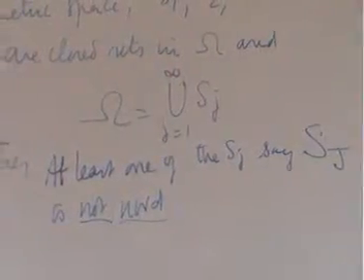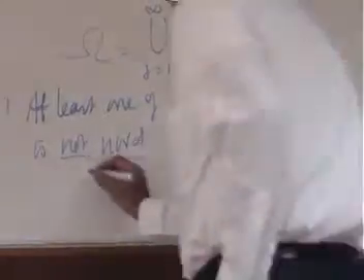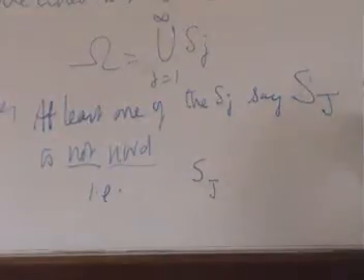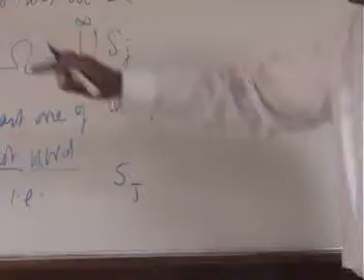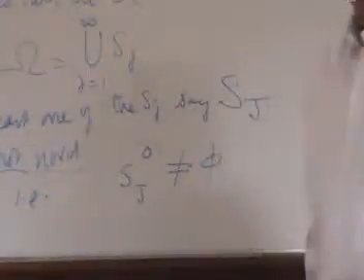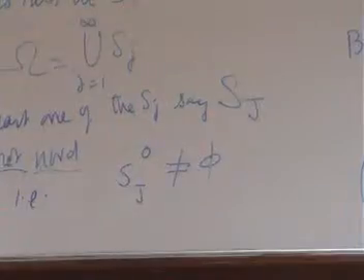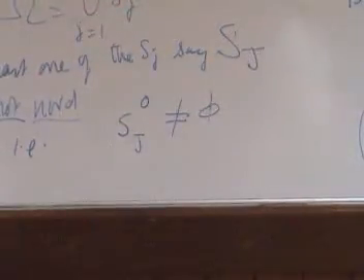Now what is meant by nowhere dense? The interior of the closure is empty. Now I will use that. Nowhere dense means the interior of the closure is empty. Not nowhere dense means the interior of the closure is not empty. That is for Sj, what is the closure? Itself, because they are all closed sets. So the interior of Sj is not empty. So you can interpret Baire's theorem in this way.